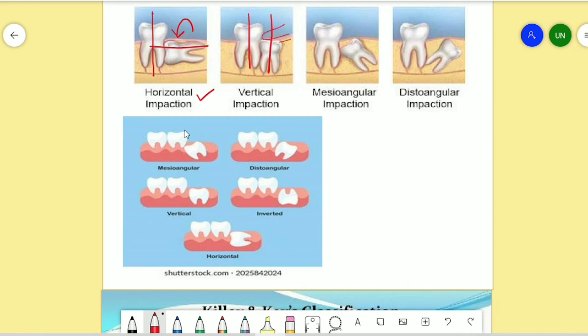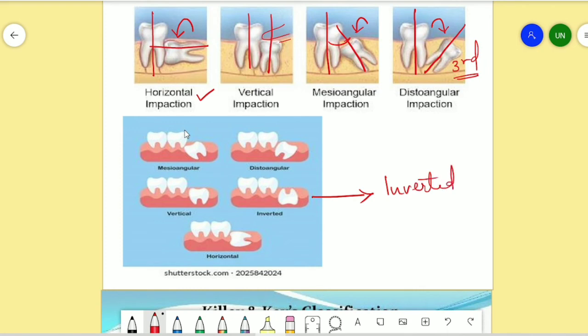Okay, and here it is the mesoangular impaction. This is the mesial tilt of the third molar which forms an angle with the long axis of the second molar. And here this is the distoangular impaction. It is given clearly here. This is the angle formed due to the distal tilt of the third molar. Okay. And here we see one more. This is nothing but inverted.